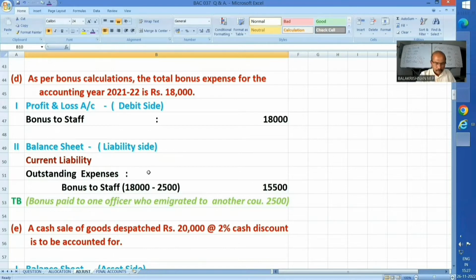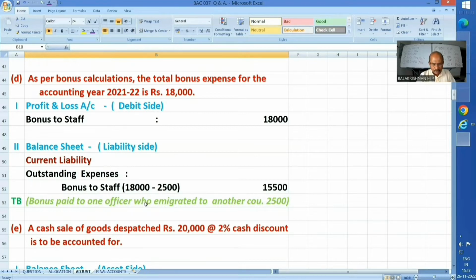Now, we find just 2,500 rupees has been given. That is why in the trial balance one entry is there. Bonus paid to one officer who migrated to another country is 2,500. Net of that one only will be the liability. Outstanding expenses, bonus to staff will be 15,500.